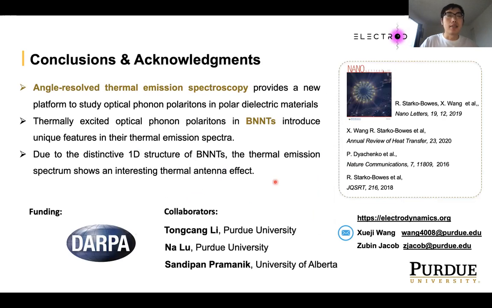And this is my last slide. I want to provide some take-home messages. First of all, we show that angle-resolved thermal emission spectroscopy provides a new platform to study optical phonon polaritons in polar dielectric materials. And secondly, we show that the thermally excited optical phonon polaritons in boron nitride nanotubes introduce unique features in their thermal emission spectrum. And finally, we found that due to the distinctive 1D structure of boron nitride nanotubes, the thermal emission spectrum shows an interesting thermal antenna effect.